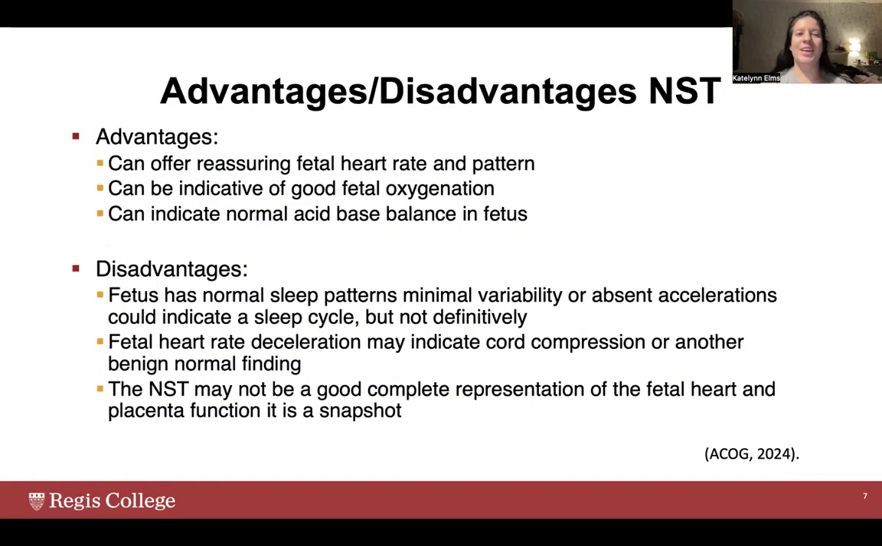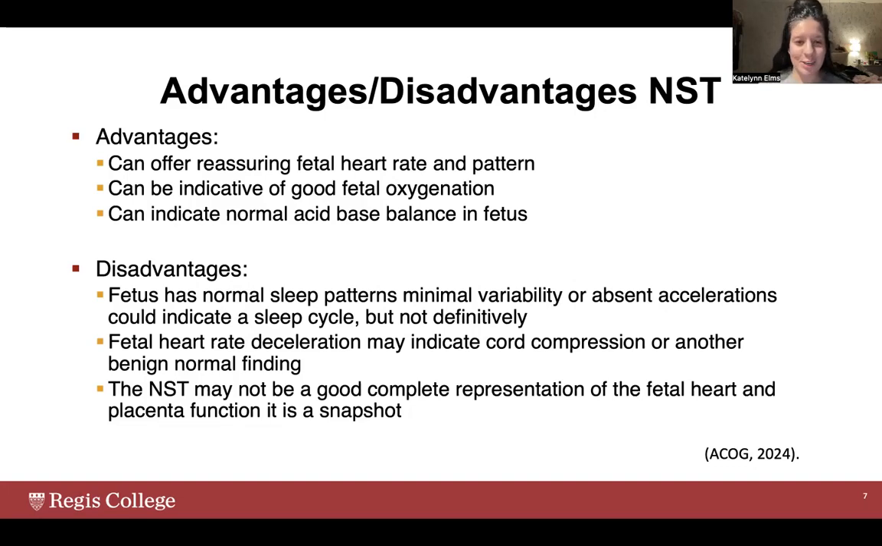Advantages and disadvantages of NST. So the advantage is it can offer reassuring fetal heart rate and pattern, and it can say, hey, the placenta is doing a good job oxygenating the fetus. And we can look at a good heart rate rhythm and say, okay, there's normal acid-base balance.